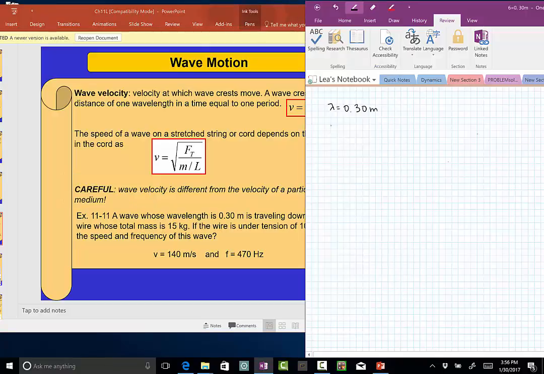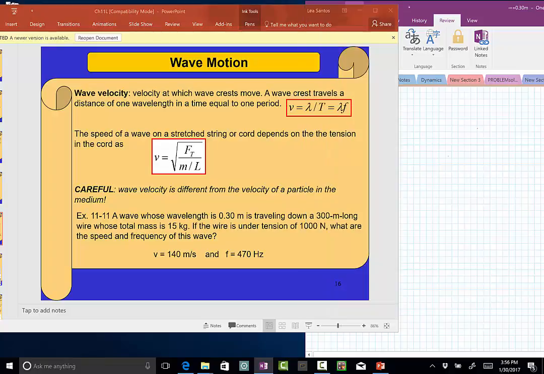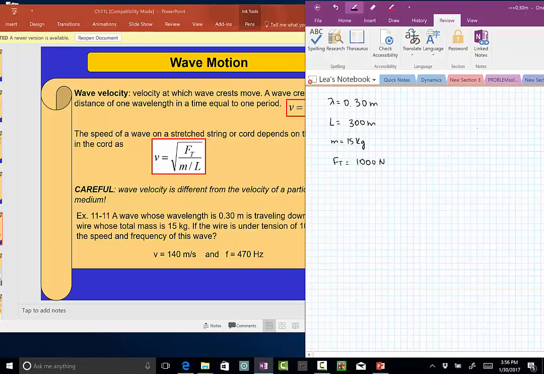Okay, so we have also the length, 300 meters. And the total mass of this wire is given to us, 15 kilograms. If the wire is under tension, and this tension is 1000 newtons, okay, so I'm going to put here, the tension is 1000 newtons, then comes the question: what are the speed and the frequency of this wave? So we want to know the speed, v, and then the frequency.